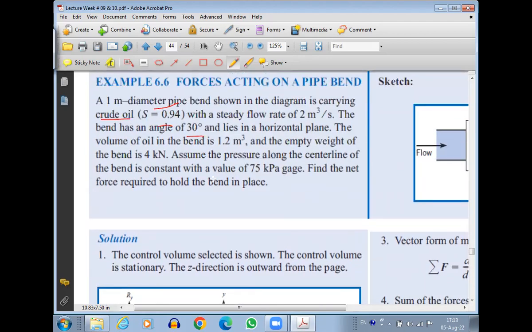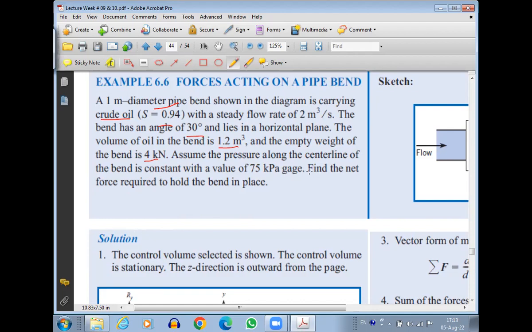So it has an angle of 30 degrees and lies in a horizontal plane. The 30 degree bend is there, but this whole bend is on a horizontal plane. The volume of the oil in the bend is 1.2 meter cube. So it's a very big pipe bend, and the volume of oil inside it is 1.2 meter cube. And the empty weight of the bend is 4 kilonewton. Suppose we have that pipe bend and there was no oil in it, then the empty pipe bend itself has a weight of about 4 kilonewton.